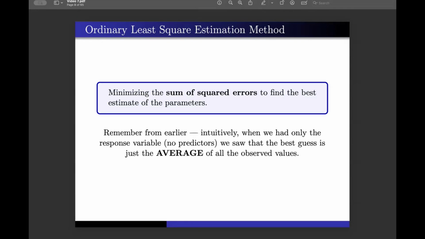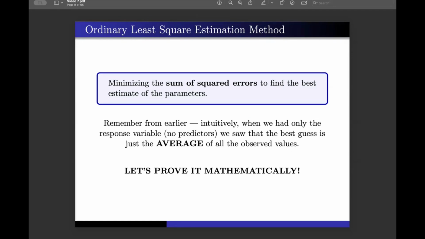Remember, in the last video, we saw intuitively that if we have a bunch of values for the dependent variable, then the best prediction we can make is just the average of all those observed values. Why the average? Because that average is the one value that's in the middle. It's the closest overall to all the other data points. But that was our guess, our intuition. In today's video, we will prove this mathematically.